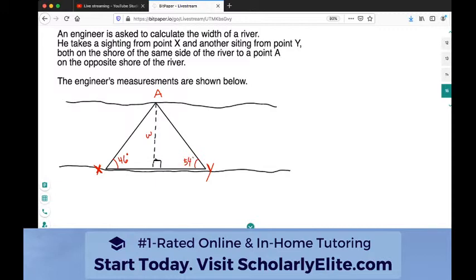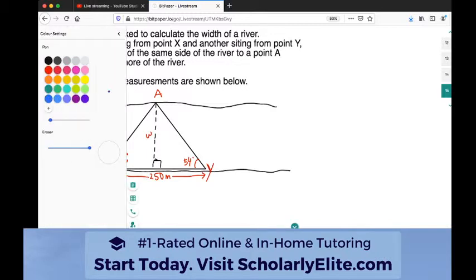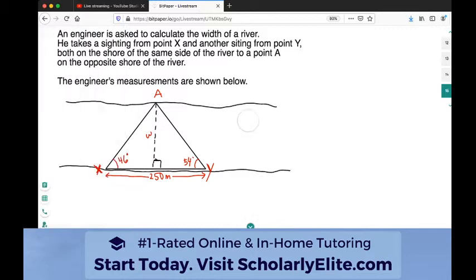And from here to here, it's 250 meters, as it says in the question. Or actually, it doesn't say in the question, but this is given in the question. Okay, guys, so let's talk about what's important here, what we actually care about, and what we're looking for.